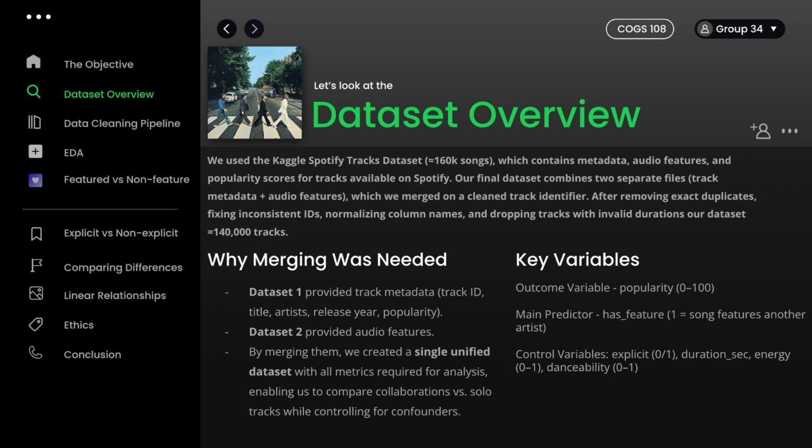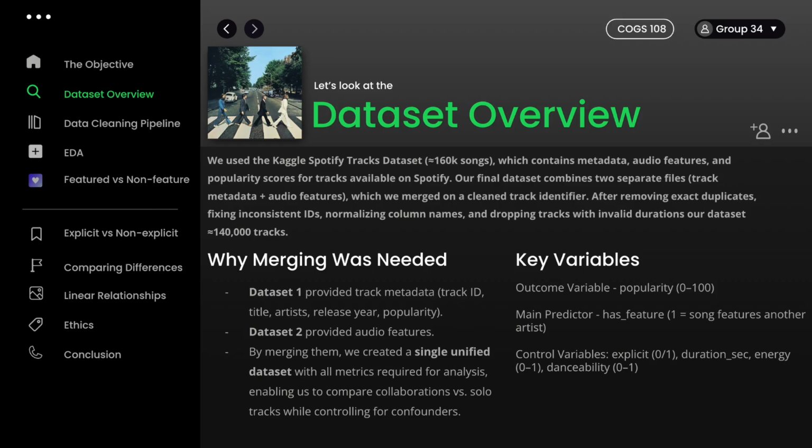For our dataset, we chose the COGS Spotify tracks dataset, which contains around 160,000 songs. This contains metadata, audio features, and popularity scores for tracks available on Spotify. We merged two separate datasets, the reason being that in the first dataset we found certain metrics, and on the second dataset we only found other certain metrics. Since we needed all of those, we had to merge them, so that we had access to the information we needed.